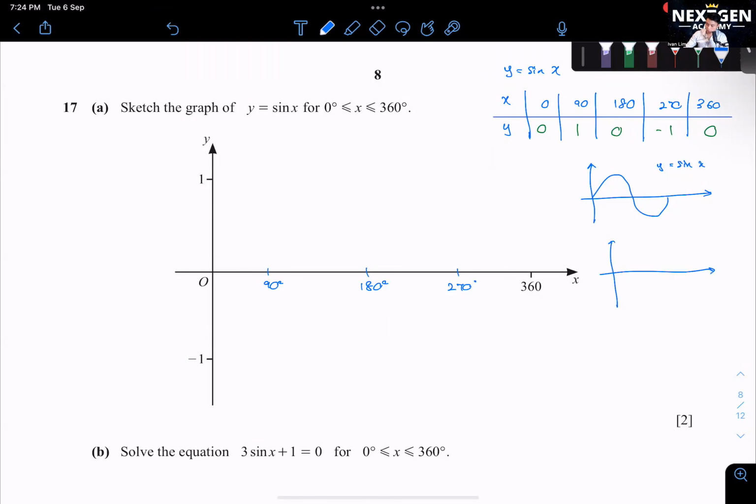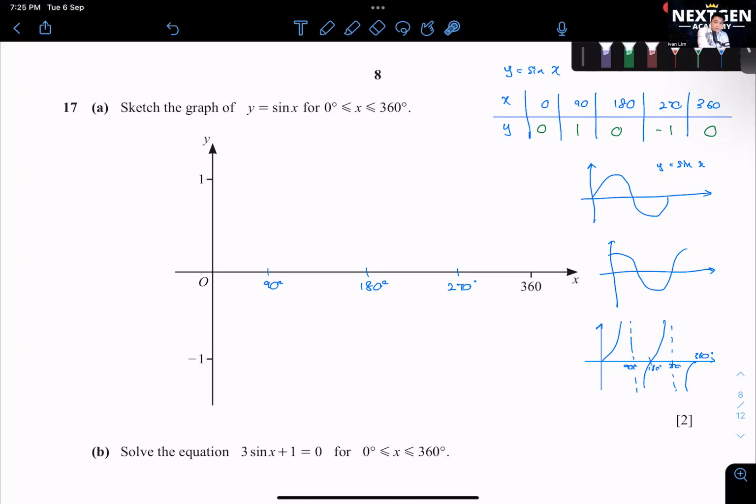Cos graph, often students get confused between sine and cos. Cos is like this, like a U shape like that. Tangent graph, you also need to know. Like this. Here is 180. Here is 90, 270, 360. The main points are at the intervals of 90 degrees. So you can go and calculate for this one also. You just put cos 0, cos 90, cos 180, cos 270, cos 360.